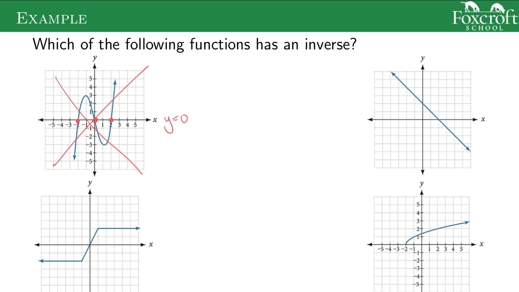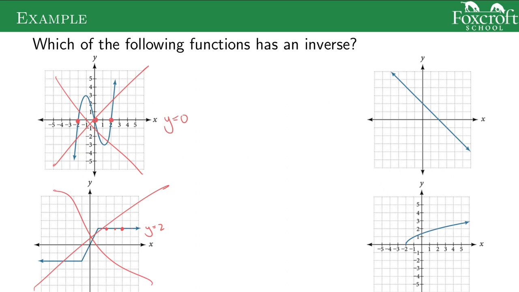What about the one on the bottom left? Are there any repeated y values? If we look here and there, both of those are y equals 2, and actually there's more of them. There's a bunch of values that have y equals 2, so this one also does not have an inverse.